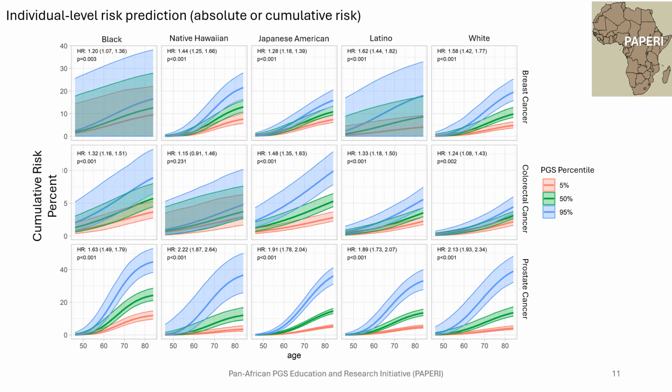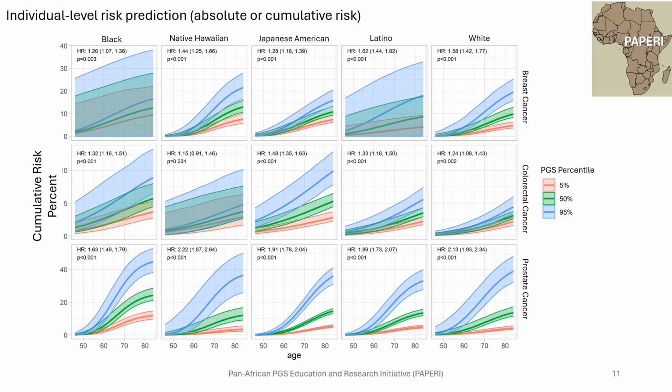Now, there's a lot of information in this figure, so we can break it down and look at a specific panel. So the columns correspond to the different self-reported racial ethnic groups in the multi-ethnic cohort. In the first one here, we see these are individuals who self-reported as Black at baseline when they enrolled in the study.